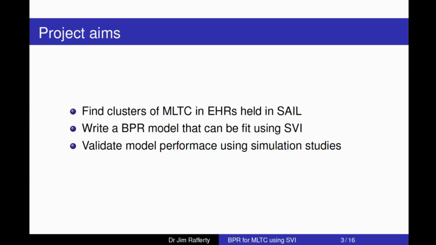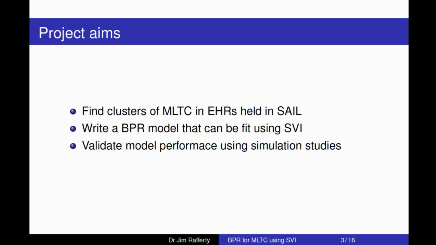As I say, I'm going to talk about the paper that's on the archive, and the aims of that paper were to find clusters of multiple long-term conditions in electronic health records that were held in the SAIL databank. SAIL is the Secure Anonymized Information Linkage Databank. It holds healthcare and admin records for individuals receiving care in Wales. It's a very rich and diverse data set. There's lots of good data in there if you're not familiar.